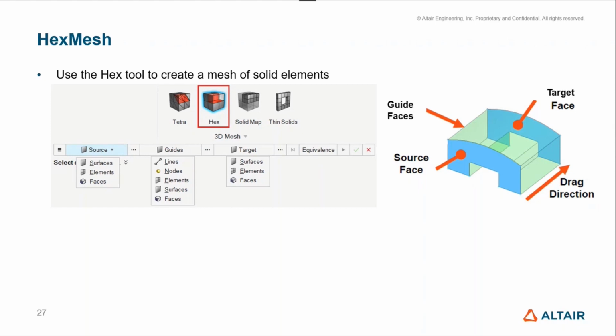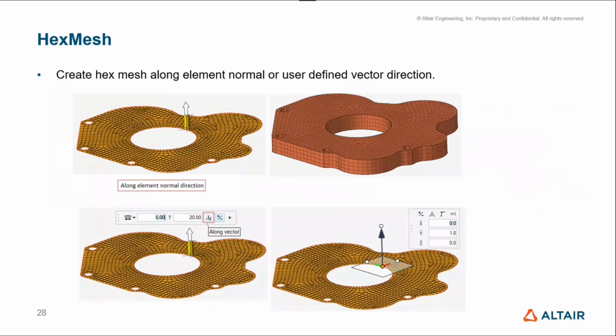Earlier, you would have noticed that we had only solid map and thin solid. In the case of solid map, the user needs to have mappable solids to create hex penta mesh, and in the case of thin solids, bulky parts were not possible. All these categories were insufficient. In some cases, the user needs to do manual hex meshing using drag approaches, wherein the user would select any one of the surfaces or elements or faces. I will explain each one of them, what we have done.